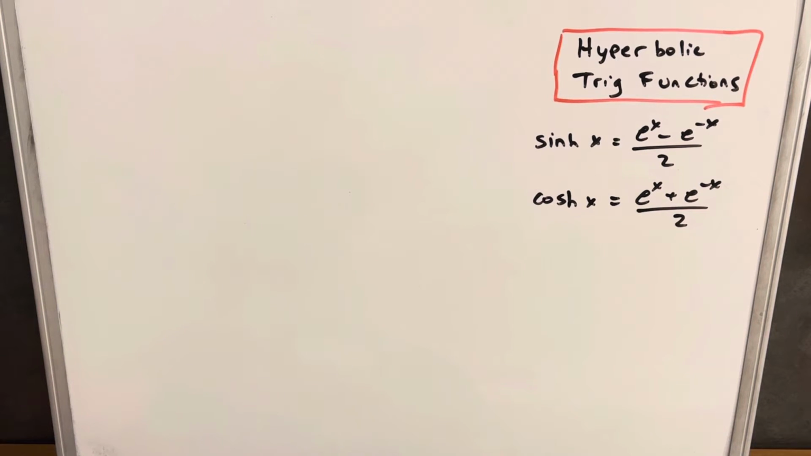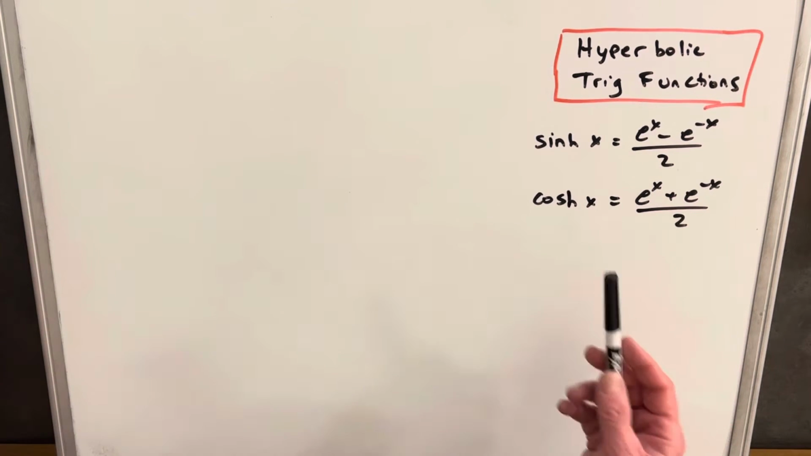I had a request from a viewer, DHY, to derive some of the hyperbolic trig functions and identities. I'm not going to give too much background. It's mostly going to be just the derivations to see where all these formulas and identities come from.